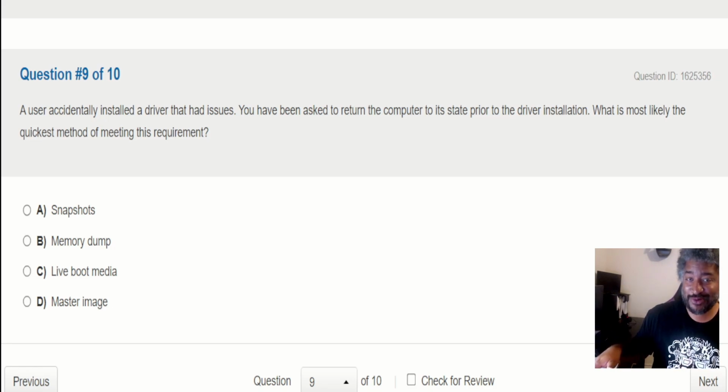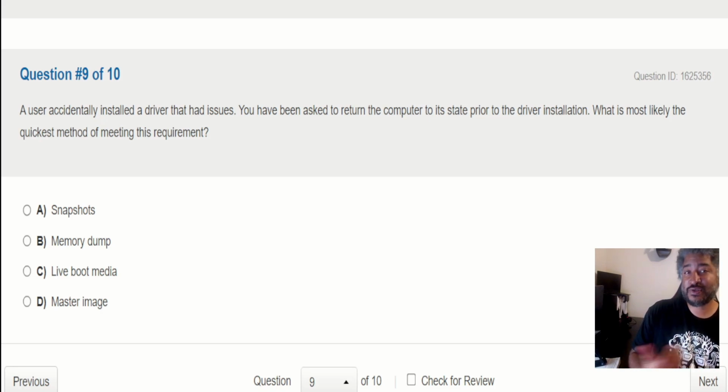Memory dump. Okay, memory dump has nothing to do with restoring something back to previous state. It is basically saying that, hey, these are the contents that are in memory. These are all the processes that are running. This is all the failures that happen. It's basically read-only data that's being dumped. So that cannot be the answer.